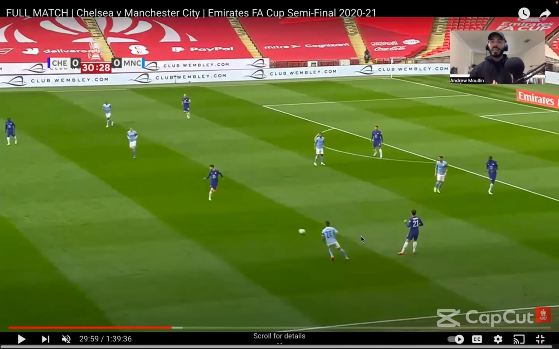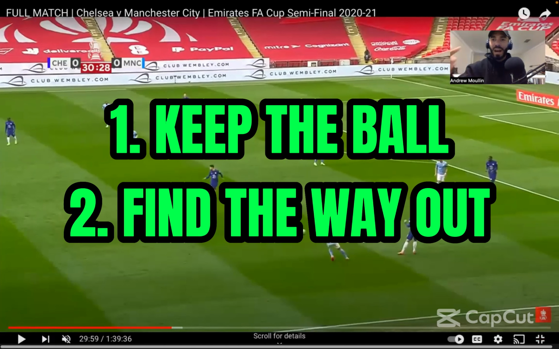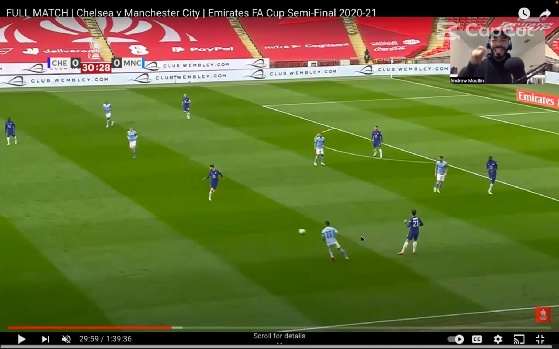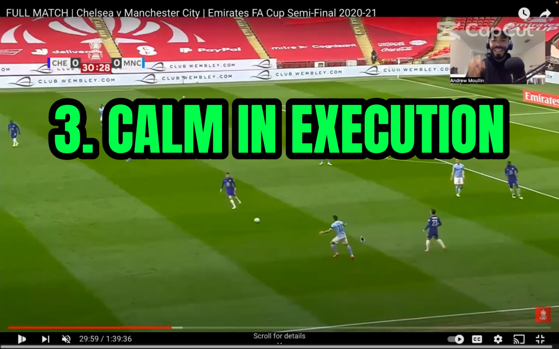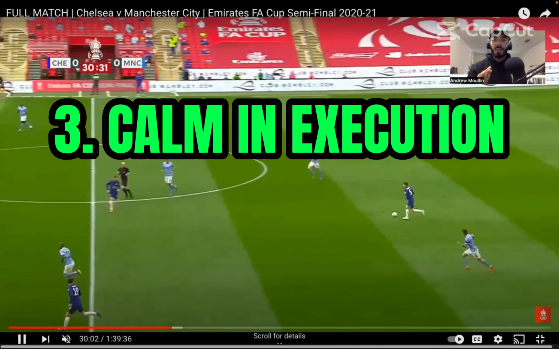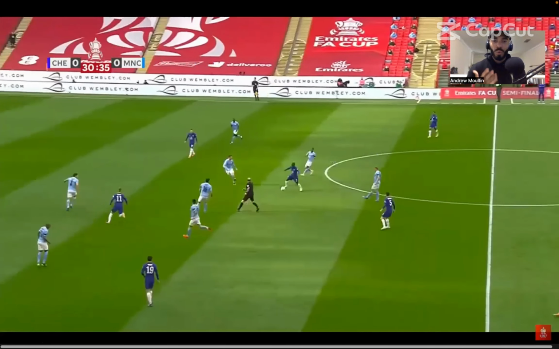So you guys see that, okay? Number 1, keep the ball. Do not lose the ball. Number 2, where is the way out for us? Where's the way out for us? And then number 3, even when you know the way out, can you be calm, cool, and collected, in a way that we're not rushing? We're just calm, we're cool, we're collected.